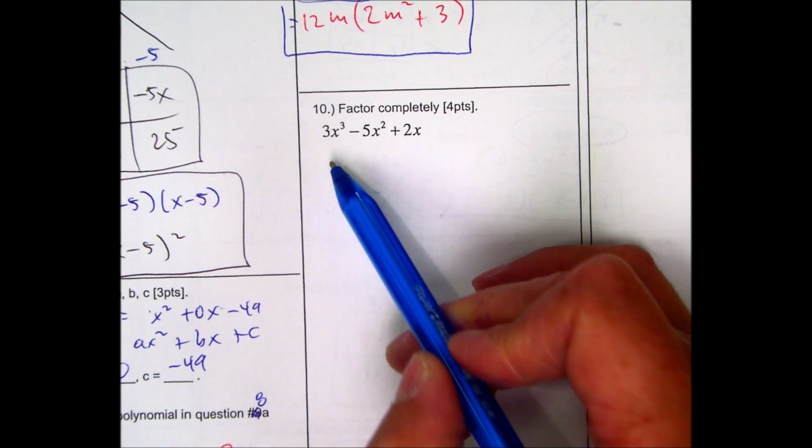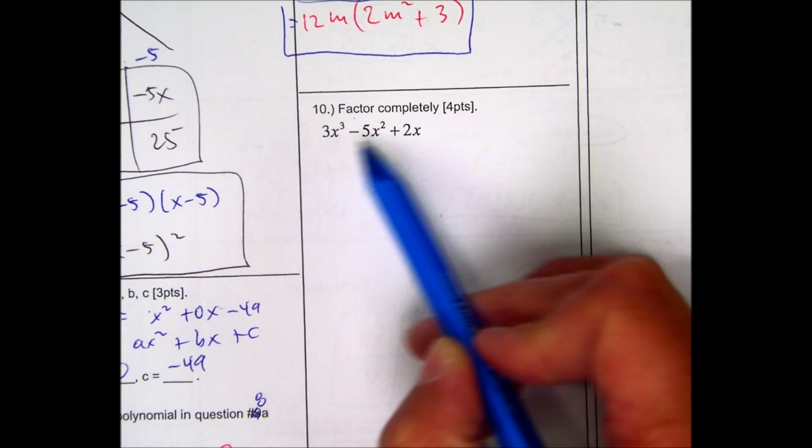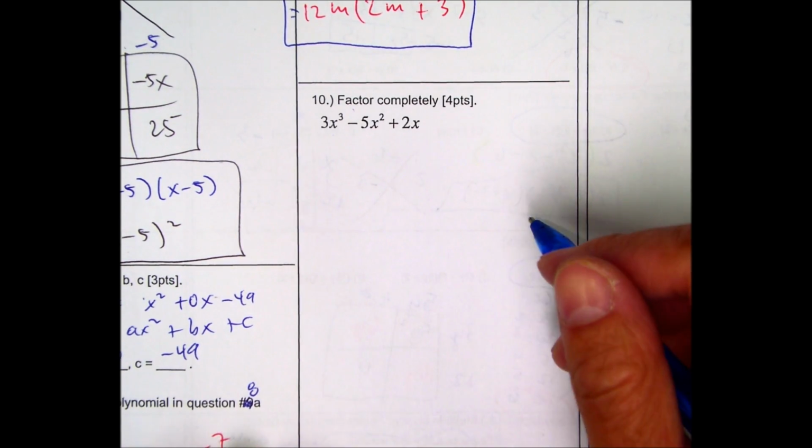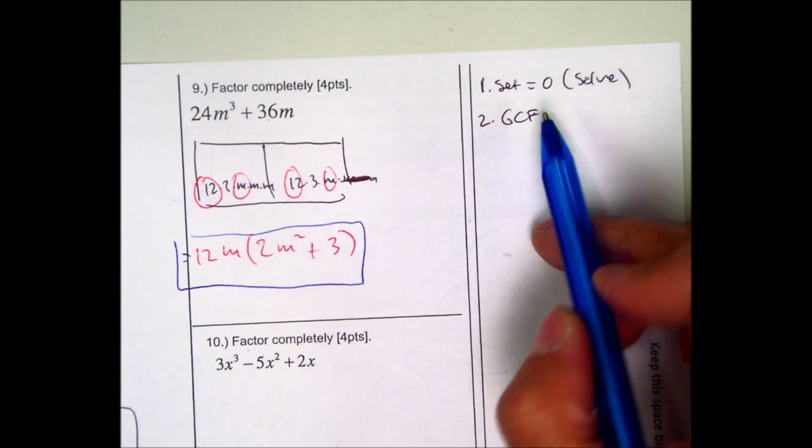You should have noticed I had the power of 3, and they all have x's, which means they have a greatest common factor. So I'm going to go with the greatest common factor.